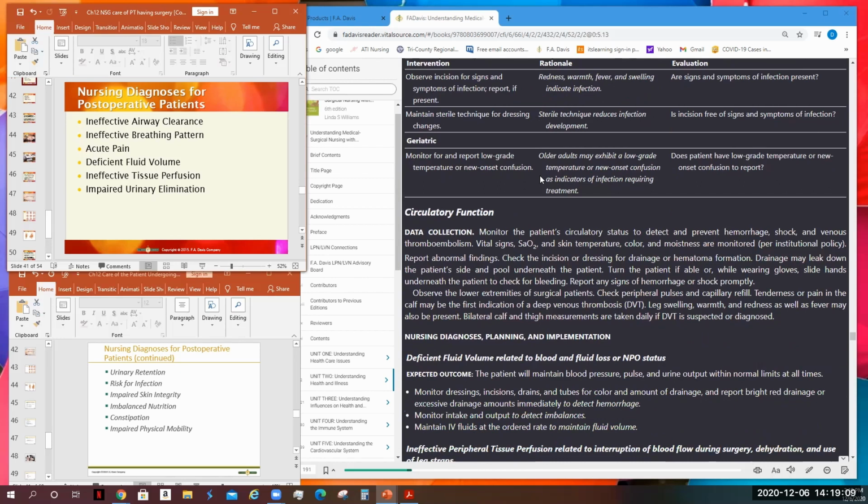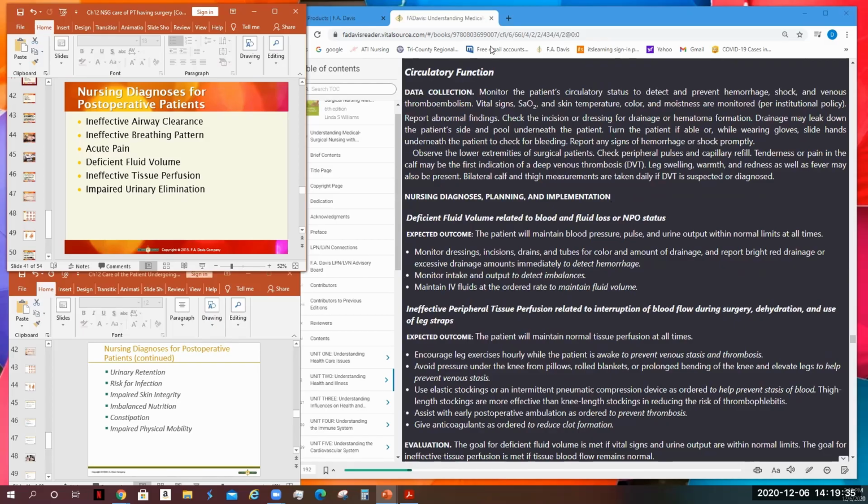Geriatric: Monitor for and report low-grade temperature or new onset confusion. Older adults may exhibit low-grade temperature or new onset confusion as indicators of infection requiring treatment. Does patient have low-grade temperature or new onset confusion to report?